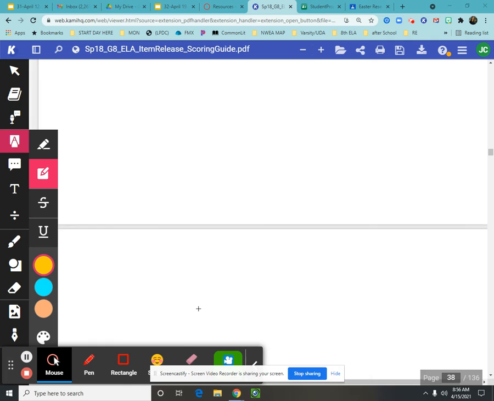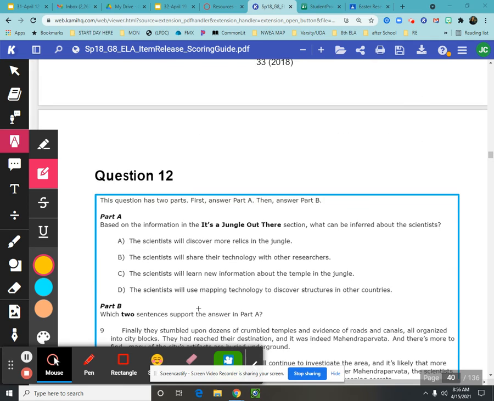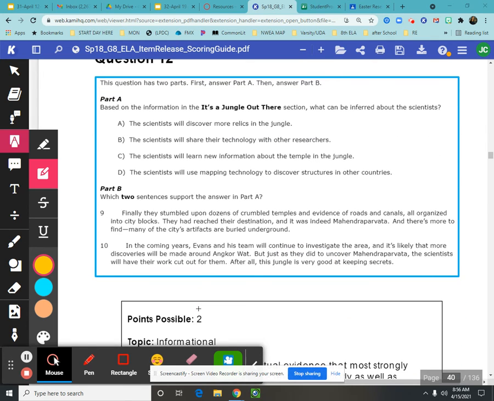All right. Moving on to question 12. This is a part A and a part B. Let's see how you do on this one. So again, part A must be correct in order for you to get any points for part B. Based on the information in the It's a Jungle Out There section, what can be inferred about the scientist? What's an inference? Inferred?